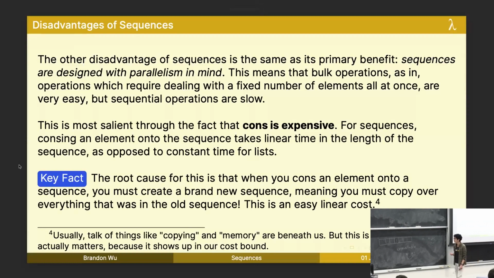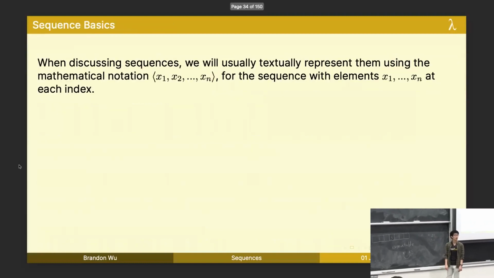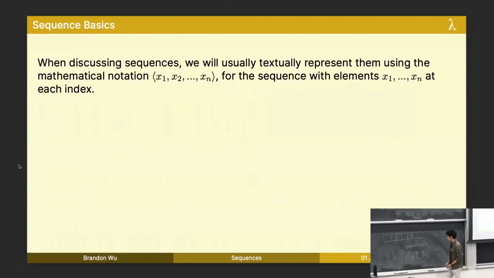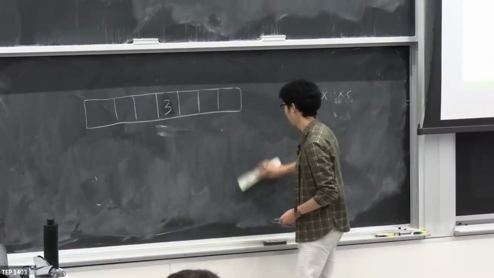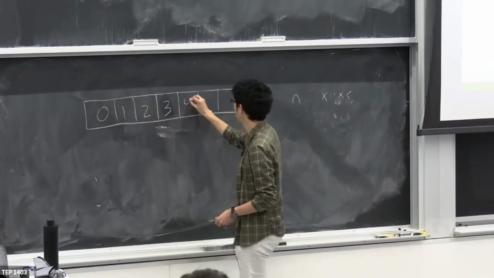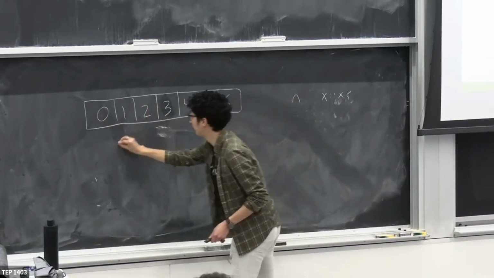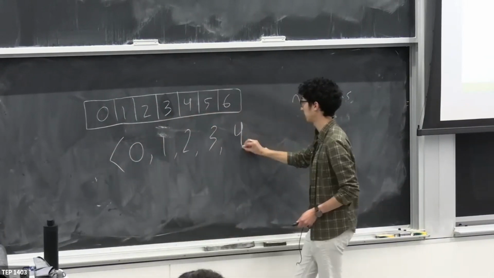Sequences for parallel operations, lists for sequential. Cons is expensive. That's all you need to know from this section. And usually when we're working with sequences, we're going to be using a particular kind of syntax. So if I wanted to denote this sequence that visually, pictorially, you denote like this, I would use this notation in math, where we use these angle brackets.